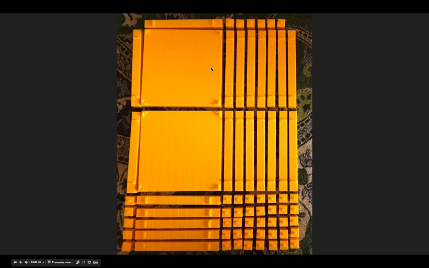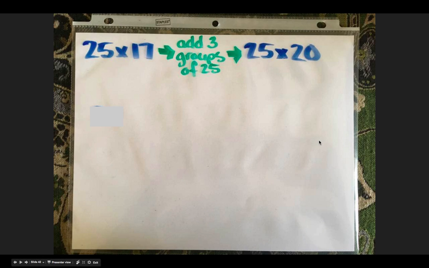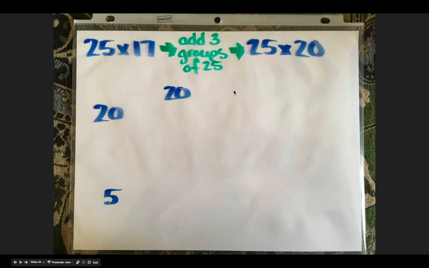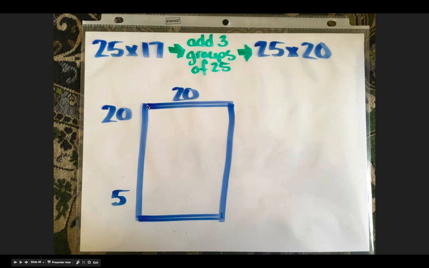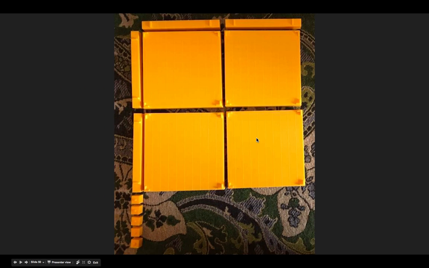The only problem with this strategy is that this was a bit of a pain using all these rods and all these units. So I did try another way to do this problem concretely. Instead of working with the 17, I wanted to work with 20. So I added 3 groups of 25, knowing that I need to subtract this at the end. So once again, that model looks like I have the 25 over here and the 20 along the top, and it looks like this. Next, I can go ahead and fill in that area model, and this one fills in pretty quickly.